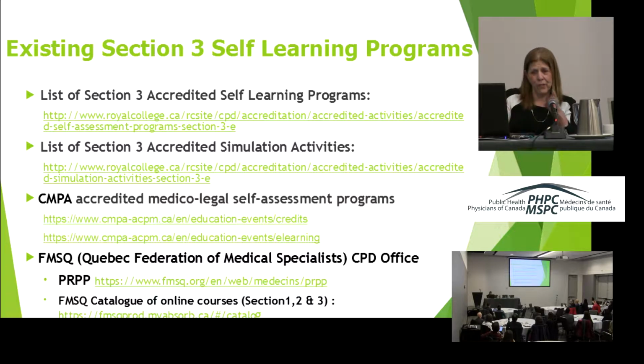Anyhow, for the FMSQ, the PRPP, anyone can use it. It's in both English and French. And I don't know, in the arrangement we've developed between the National Association and Quebec, whether there can be a way that we can have the Canadian Association use the PRPP, or whether there can be a small cost for them to analyze people's data if they wanted to use this. There's also a huge catalog of online courses that includes Section 3 courses that exist in Quebec. Most of them are in French, but there are some that are both in English and French.